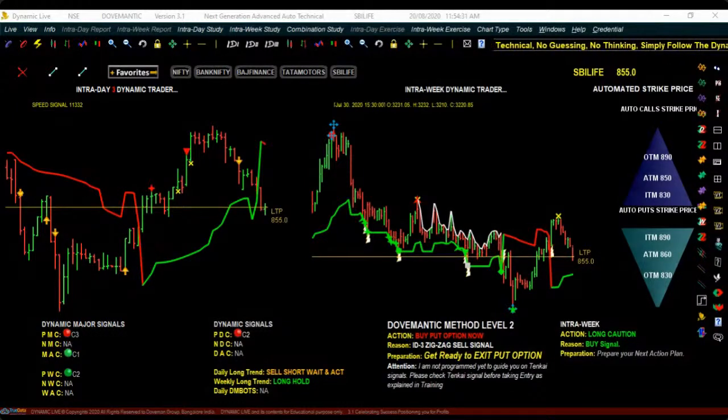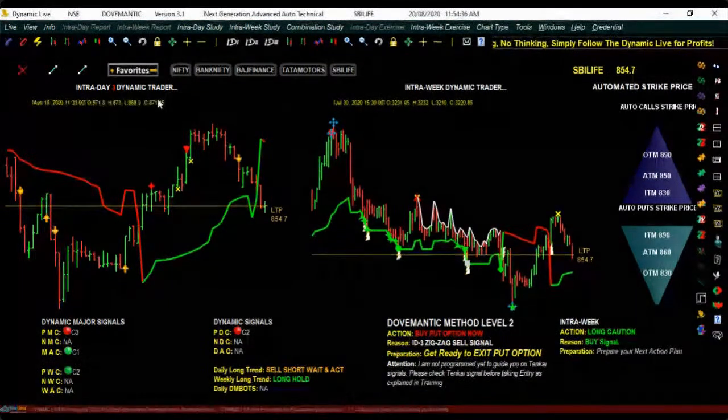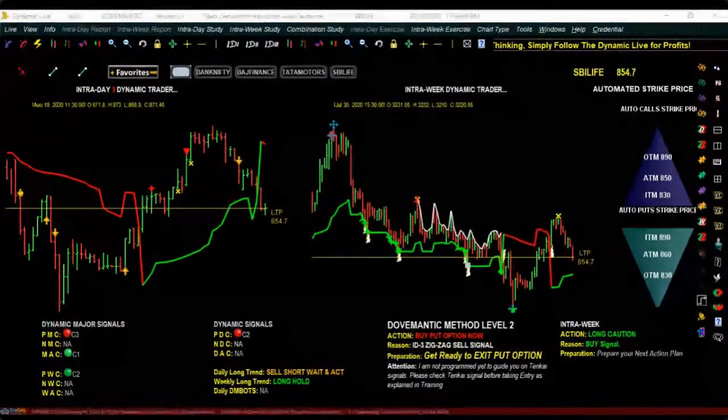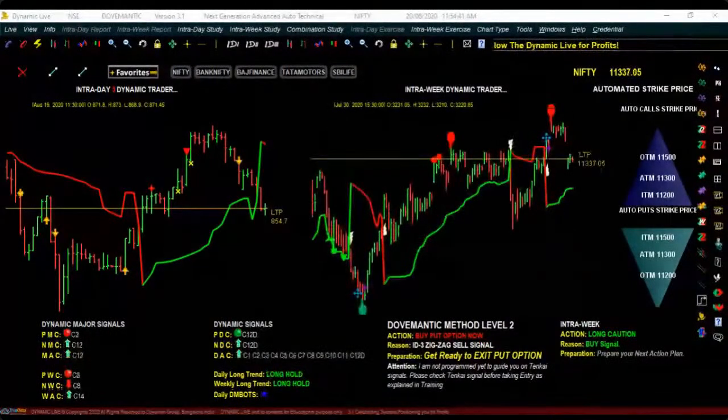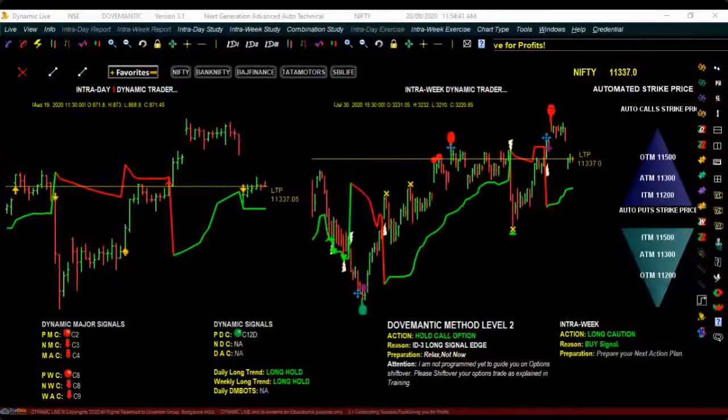Now let us check, Mr. Devajit wants to check Nifty. Let us check what's happening in Nifty. So this is what is happening in Nifty.